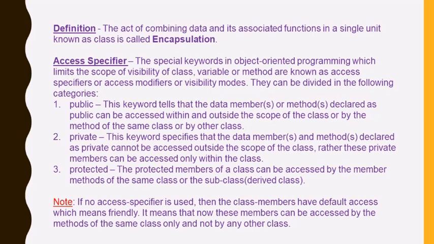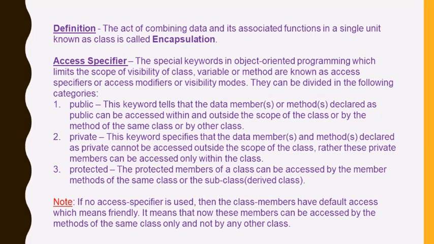The public keyword is used when the data members or methods can be accessed within and outside the scope of the class. Or by the method of the same class or by any other class.